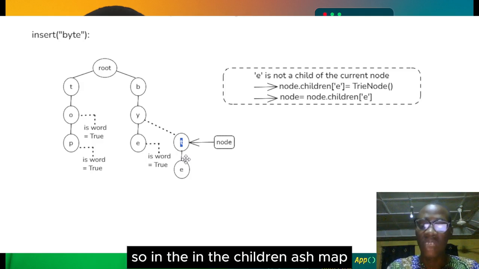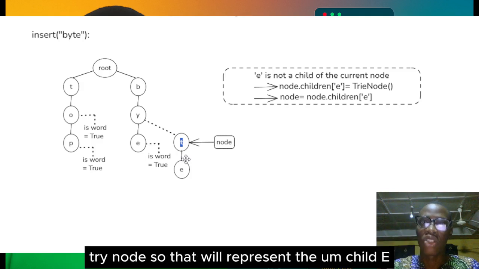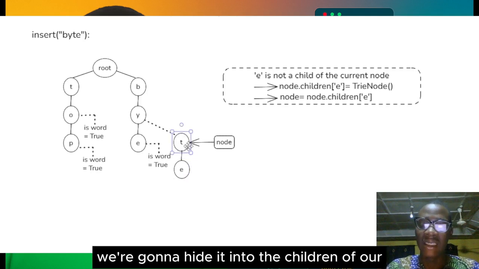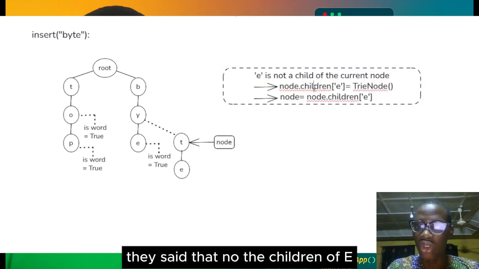So in the children hash map, what we're gonna do is create a new trie node that will represent the child E. So we're gonna create it and add it into the children of our current node T. And that's what we did here. They said node.children of E.